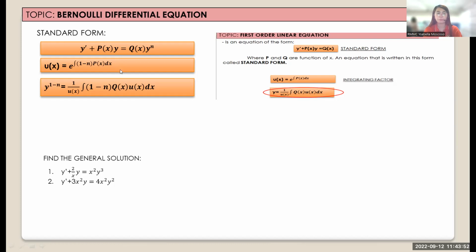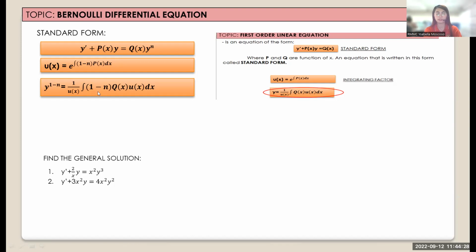Okay? So here, what changes is this term of the equation. You have y prime plus p of x y is equal to q of x y raised to n, which means you have a variable y that has an exponent. So it is just that exponent that changes the concept from the first order linear differential equation to the Bernoulli equation. So since we are considering a y variable raised to n, it means your integrating factor will also change. That is e raised to the antiderivative of 1 minus n p of x dx.